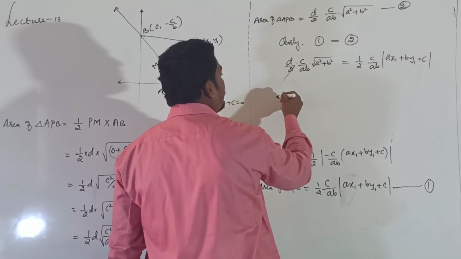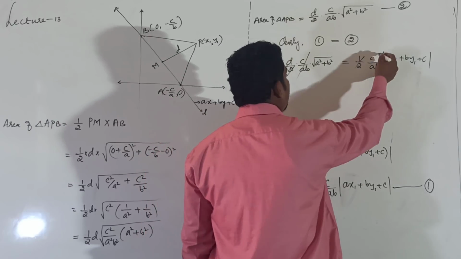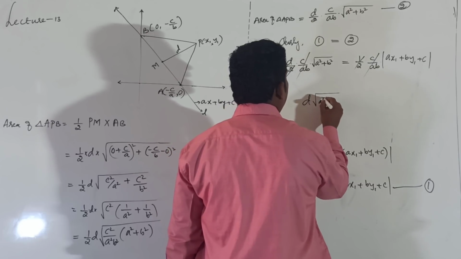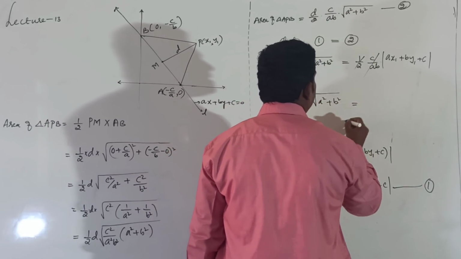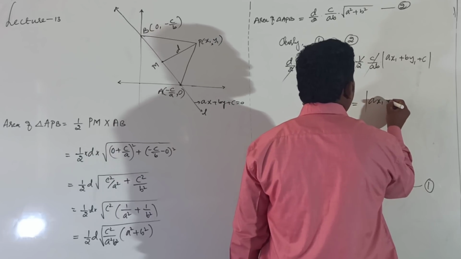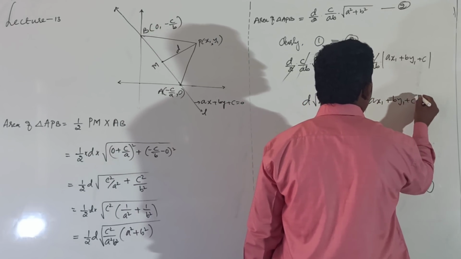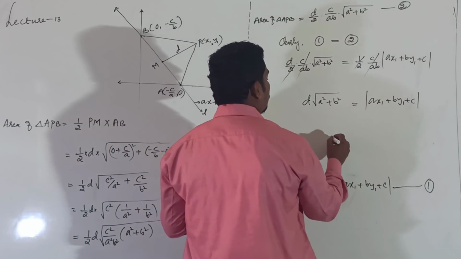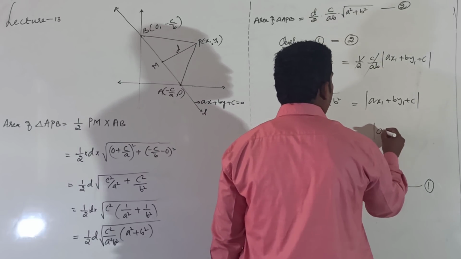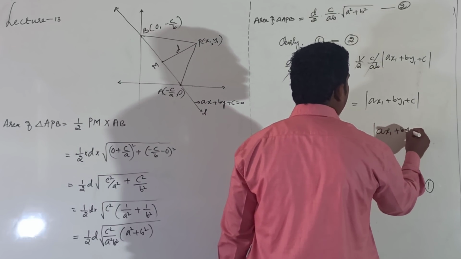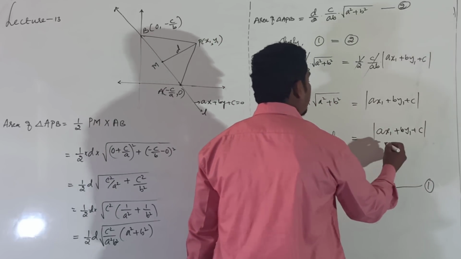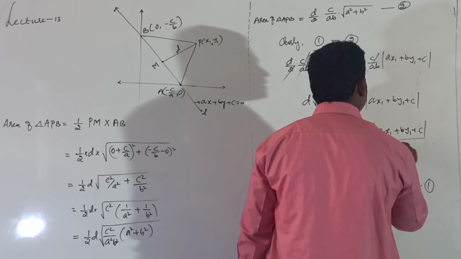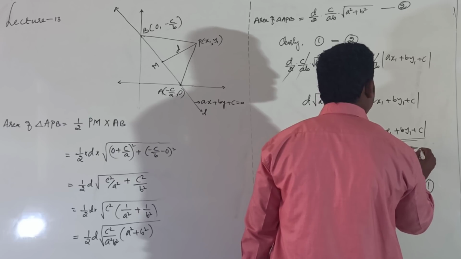Now 1 by 2, c divided by AB, c divided by AB get cancelled. What is remaining? D into square root of a square plus b square is equal to modulus of ax1 plus by1 plus c, right? After that, D is equal to modulus of ax1 plus by1 plus c divided by square root of a square plus b square.